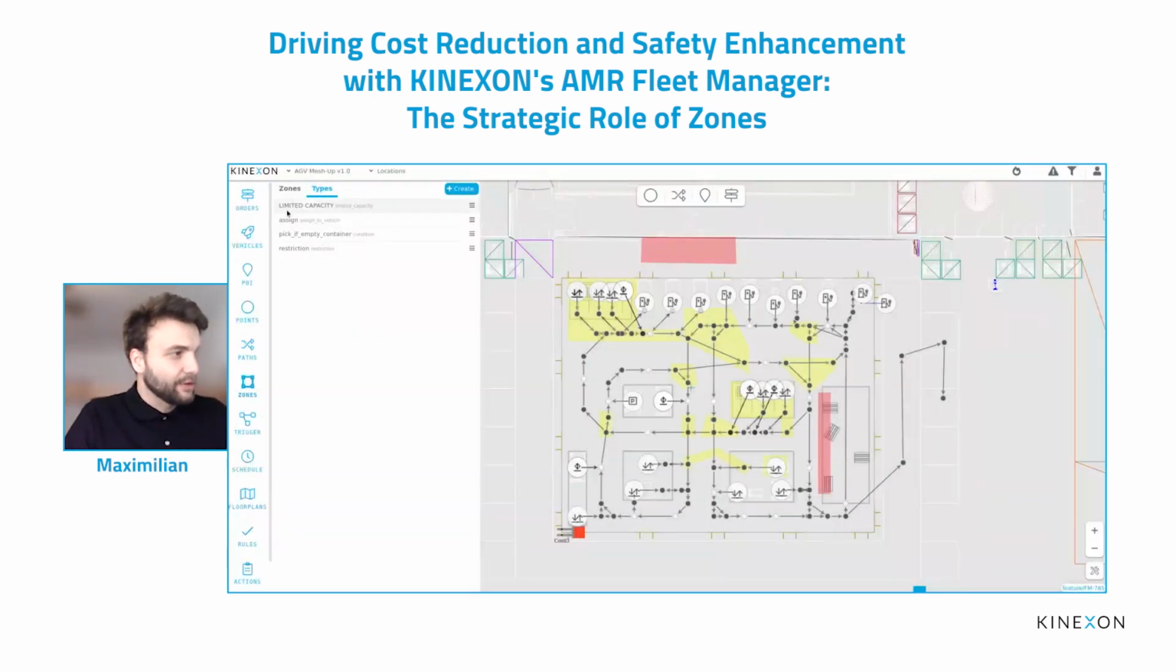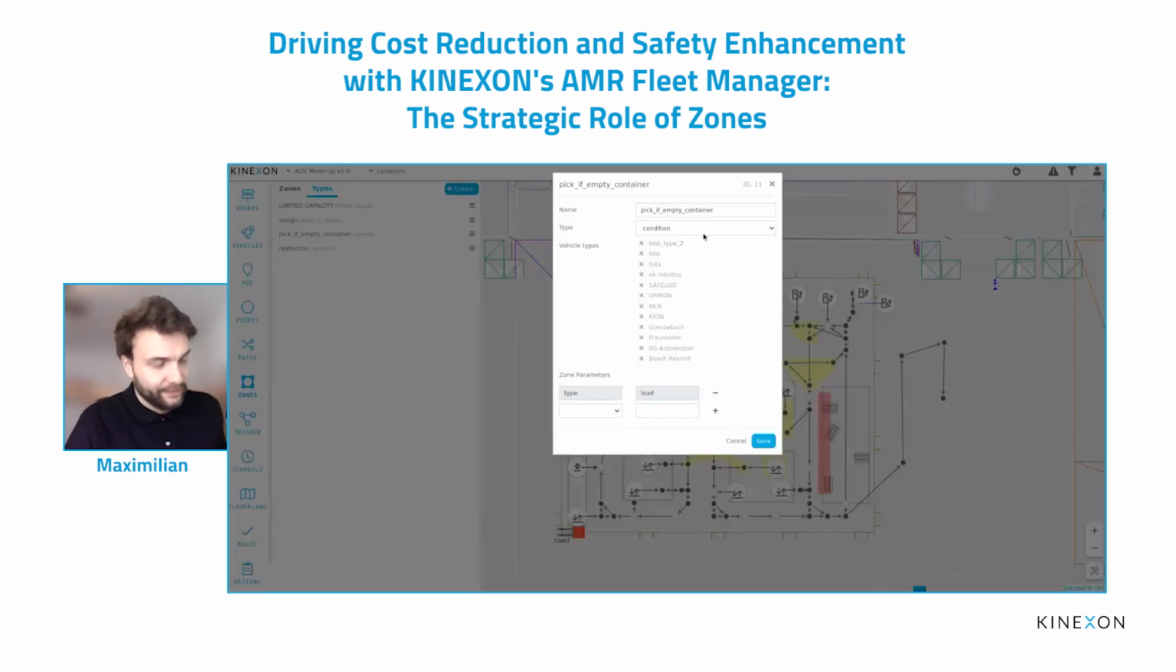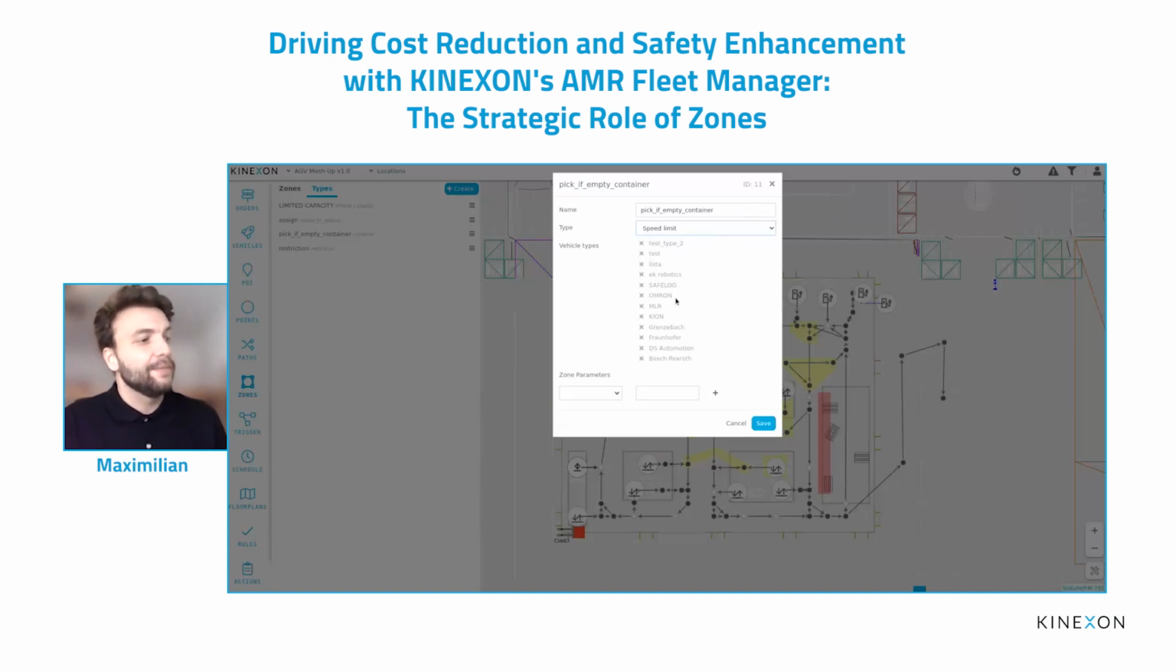What's the interesting thing about the zones that we use? Well, the types that we have also can have parameters. For example, the condition zone, maybe you want to check if there is a load in that area, or if there's a vehicle in that area, and so on. The speed limit allows you to set a speed. The limited capacity zone allows you to set a capacity. And like that, you can give incredibly much information to the robot.